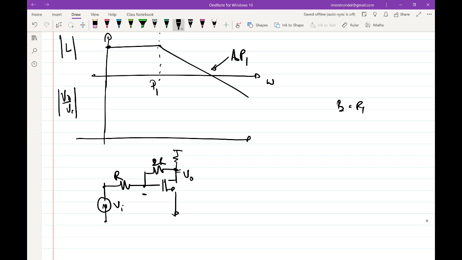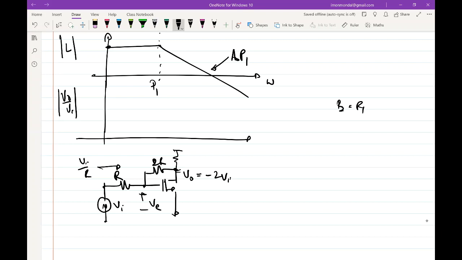Zero. So if error voltage is zero, then what is going to be V0? Not really VI, right? If V is 0, what is the current? VI by R. So V0 equal to minus 2 VI, ideally. But in this case, there will be a steady state error because our loop gain is not infinity. So there will be some steady state error, right?